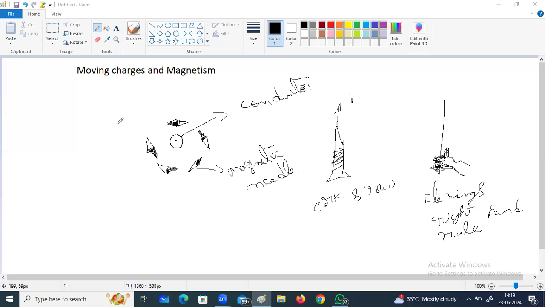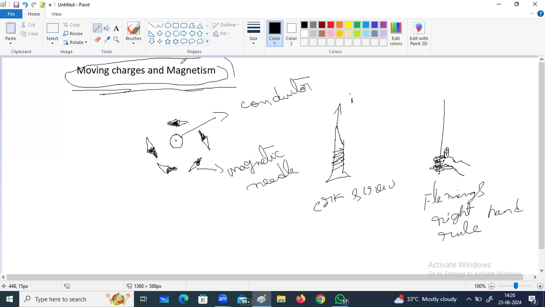Today, our topic is moving charges and magnetism. In this chapter, we know that charge is static. When the charge is static, it cannot pass from one place to another. But when the charge is moving from one point to another point, it is considered as current.